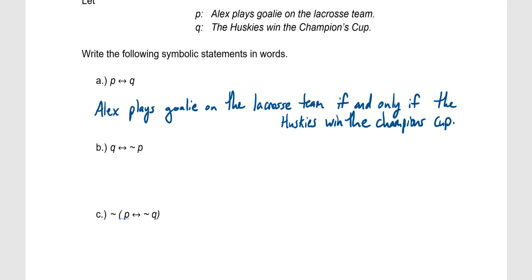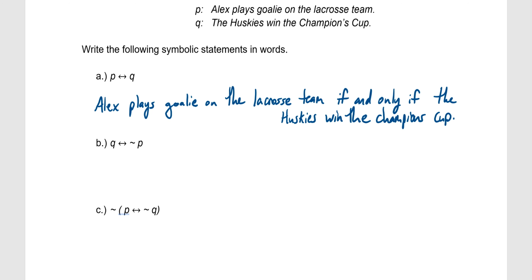Okay, and then for the next one here we have Q if and only if not P. So first let's start by writing statement Q. Statement Q is the Huskies win the Champions Cup. And now it's going to be if and only if. I'm going to write this with the IFF just so we remember that we can do that. The Huskies win the Champions Cup if and only if not P. So it's if and only if Alex does not play goalie on the lacrosse team.